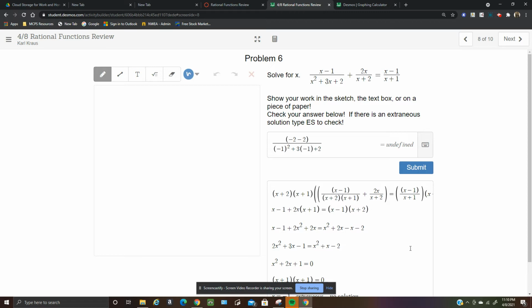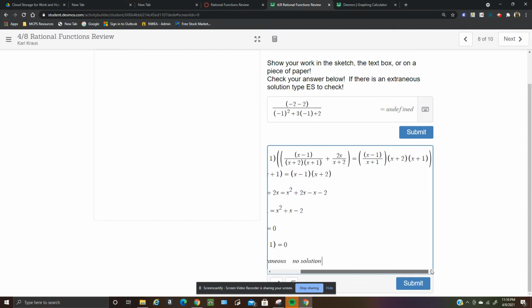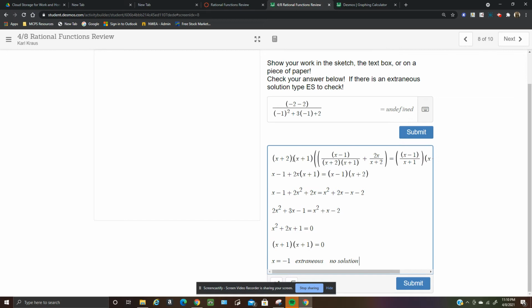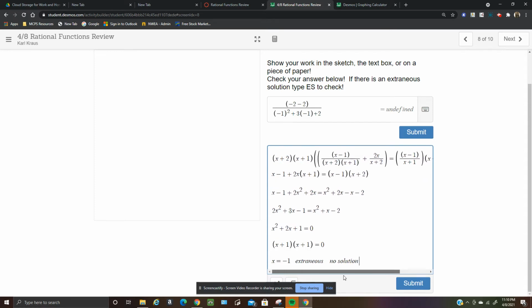You want to multiply both sides of the equation by that LCD. And then over here, both of these cancel. I get x minus 1. And then when I distribute this here, the x plus 2 cancels. I get 2x times x plus 1. Then on the right, the x plus 1 cancels. So x minus 1 times x plus 2.